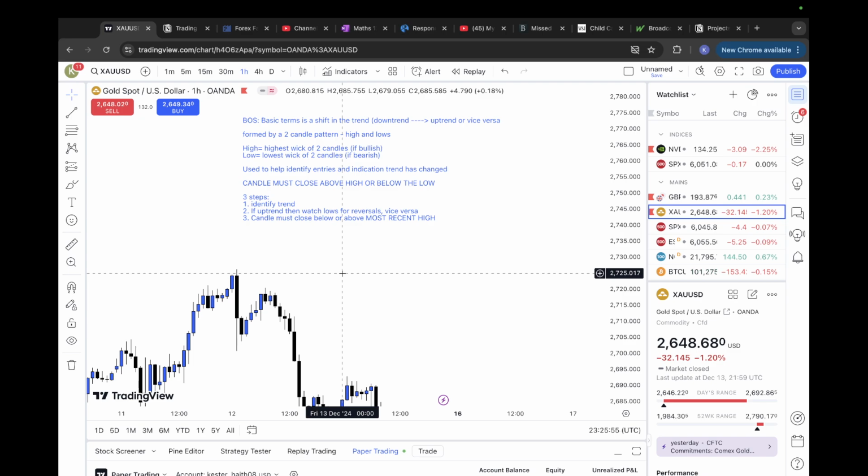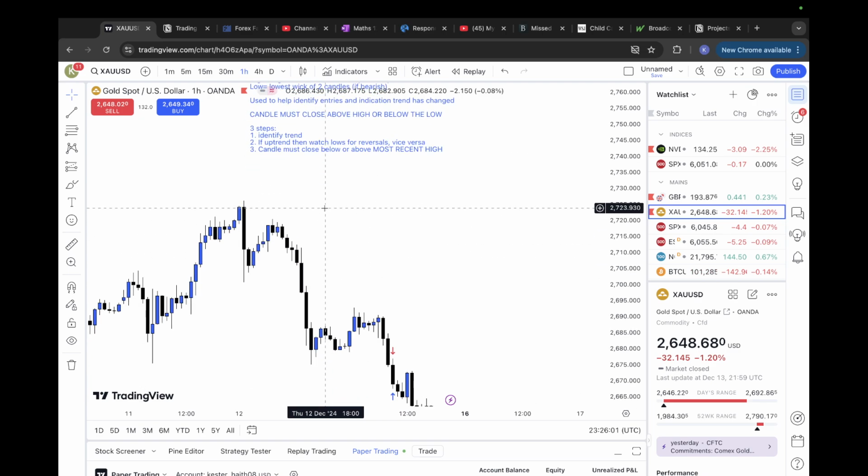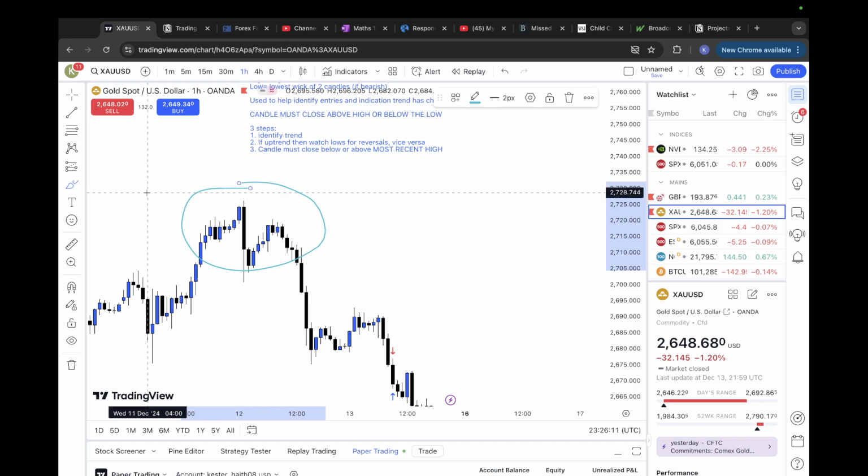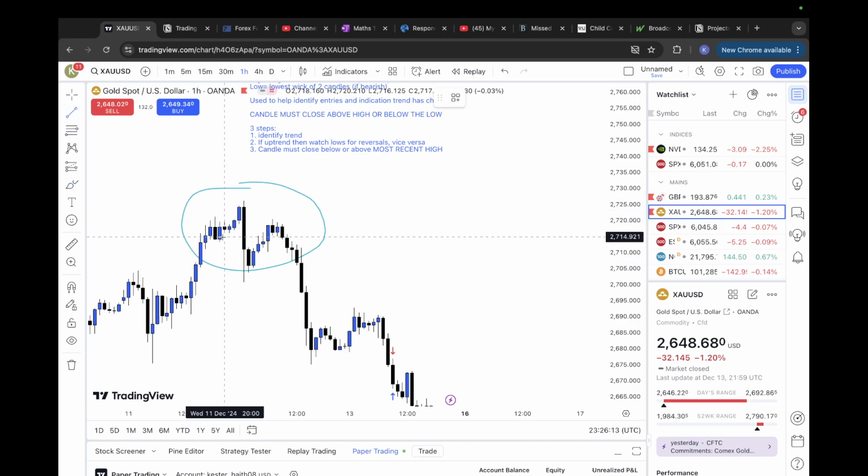And then for breaker structure, we're using that to find entries and as the indication that the trend has changed. A really important point about a breaker structure is that the candle must close above the high or below the low. So if we look for a breaker structure on this example here, take this area, we have a low here. The most previous low is here, and these two candles, this and this, form the low.